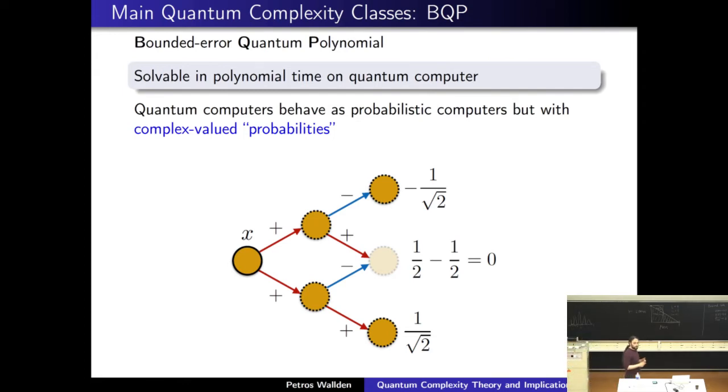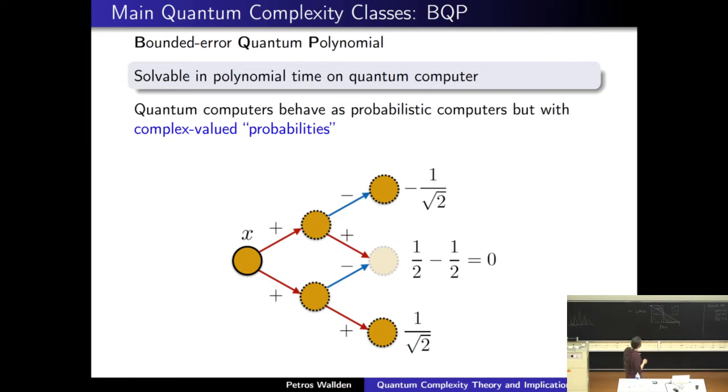Now, quantum computers behave like probabilistic computers with complex-valued probability. If someone not in my field asks me, so what is a quantum computer, what do you tell them? You start talking about entanglement, and they get lost.